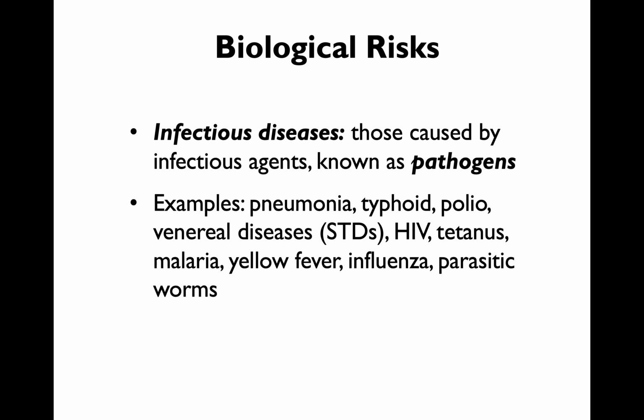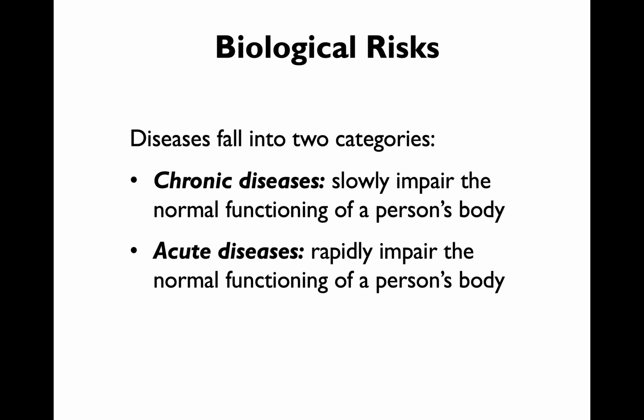So what is an infectious disease? Well, it's a disease caused by some sort of agent. We also use the term pathogen for that. Pneumonia, for example, comes from bacteria. Influenza comes from a flu virus. There are worms, there are organisms. All these types of things are pathogens that can give us a disease. Two different broad categories: chronic, so this happens over time, slowly impairing our function, and acute, which is a more rapid onset of those underlying effects of your disease.